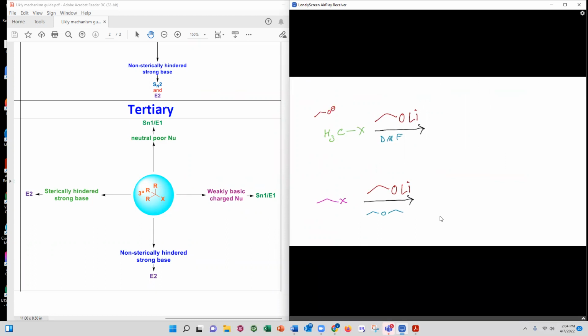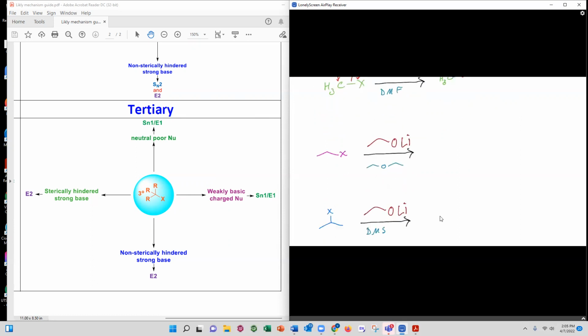So my methoxide will come in, backside attack, kick off my leaving group. And I have formed a new bond between that carbon and this ethoxy group. I'll just draw it like this to keep it clear. So basically I made this ether.